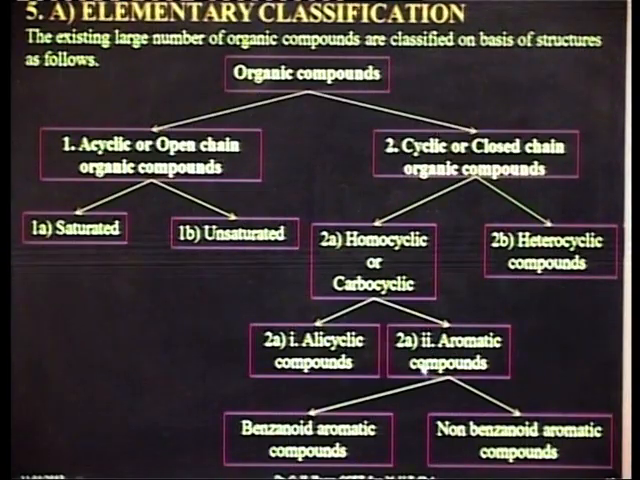However, there are compounds which are homocyclic or carbocyclic, which are called aromatic compounds, and these can be further classified into benzenoid aromatic compounds and non-benzenoid aromatic compounds. Benzene is the one typical and best example of an aromatic compound, and if their structure resembles it, they are called benzenoid. If not, they are non-benzenoid, but still they follow the aromatic conditions. That is the reason why they are called non-benzenoids.